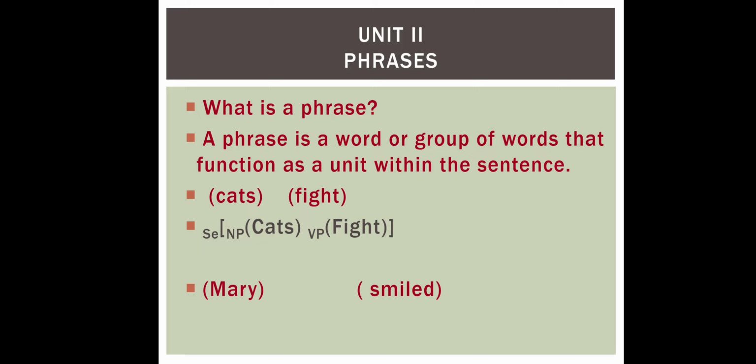Look at another example. Mary smiled. Again, this clause consists of two phrases. One is Mary, another is smiled. Again, Mary is a noun phrase and it functions as subject in this sentence. Smiled is a verb phrase and it functions as predicator in this example.